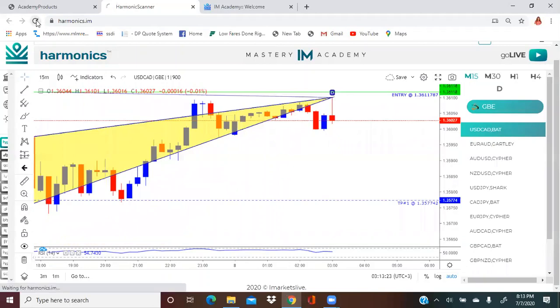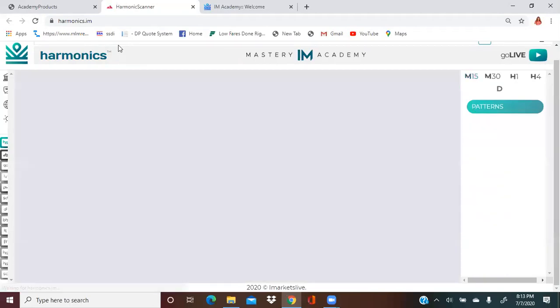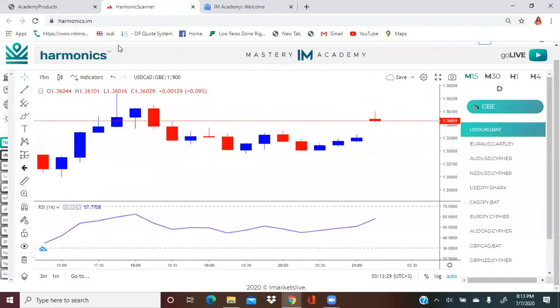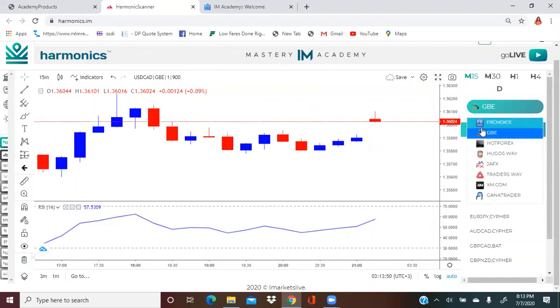So I'm going to refresh. Anytime your Harmonic Scanner doesn't want to cooperate with you, like mine isn't, when you're playing with your mouse sometimes, you just have to refresh it, okay? So 5 things you need to know. What is it telling you to trade? Where's the letter D? Where's your entry point? That's number 3. Where's your take profits? That's number 4. And where is your stop loss? That's number 5, okay? That's what you need to know.